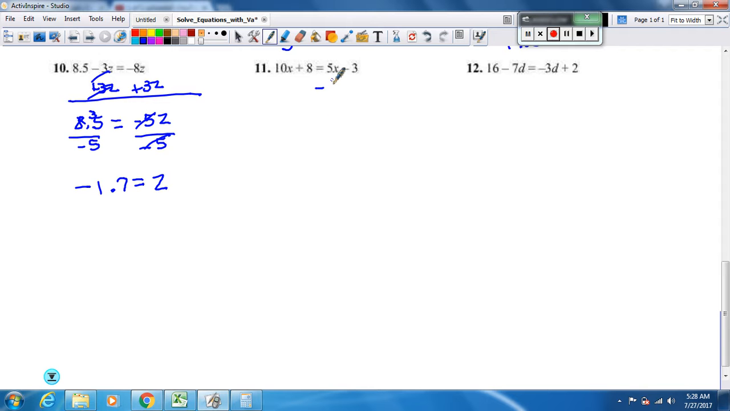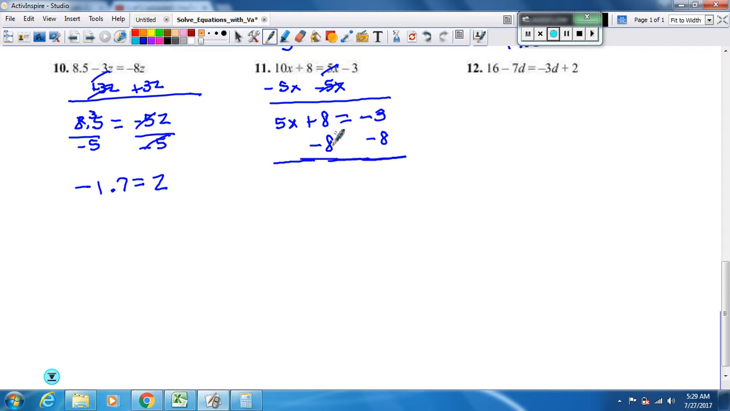The next one, I'm going to subtract 5x from both sides. 10x take away 5x is 5x. Bring down the plus 8. Bring down the equal. Opposites cancel. Bring down negative 3. Okay. This is adding 8, so the opposite of plus 8 is minus 8. Adding and negative are the same thing. A minus and negative, subtracting and negative. Bring down the 5x. Opposites cancel. Equals a negative 3 and a negative 8 is a negative 11.